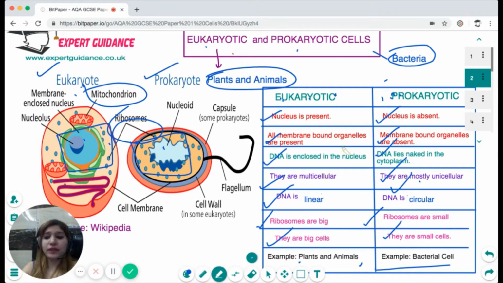So I hope you're able to write these differences, because in the exam, they can ask you to list any two differences or any two similarities between a eukaryotic cell and a prokaryotic cell. So make sure you understand these points.